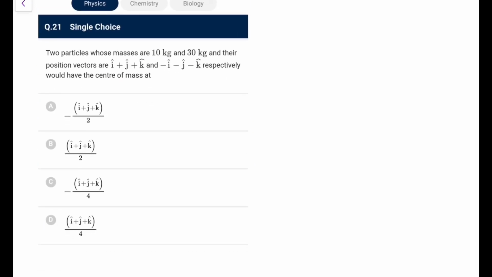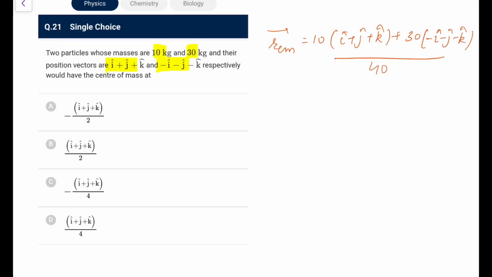Go ahead. 21st, three particles with masses 10 and 30 are at this center of mass. So again there are many questions I can see from CM theory here. So m1 r1 plus m2 r2, that is 10 into (i plus j plus k) plus 30 into (minus i minus j minus k), over the mass 10 plus 30, 40. So I get minus 20 (i plus j plus k) by 40. So now you can make it out. It's option A I'm looking at, that is going to be the correct one.